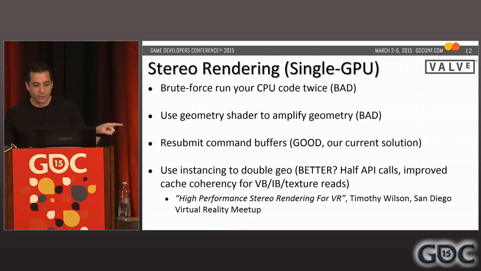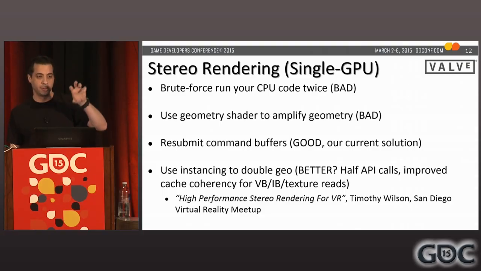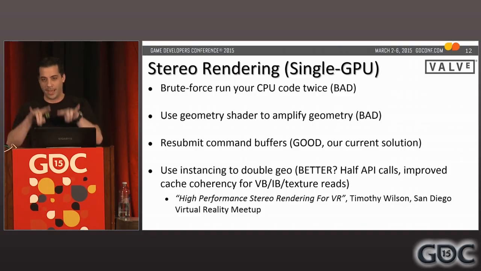So we're currently resubmitting command buffers. The thing we think is going to be better, which I have not implemented yet, that's why it's a question mark after better, is this: Timothy Wilson gave a talk at the San Diego Virtual Reality Meetup, and he proposed this idea, which I think is super interesting, that you use instancing. And the idea is that if you have an instance count of 2, the odd instance is for the left half of the screen, even is for the right half. And you use the clip output of your vertex shader to clip against the left or right half of that back buffer, right? And you use a different transform as well.